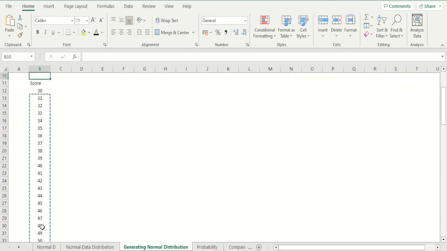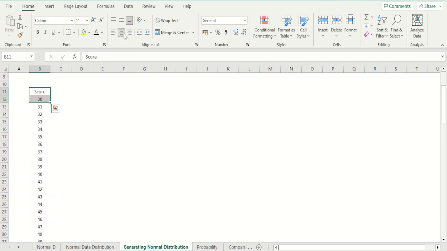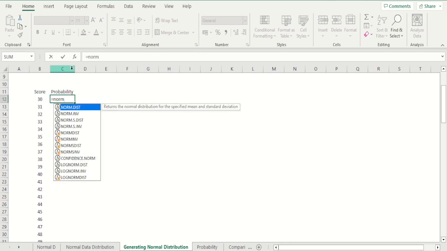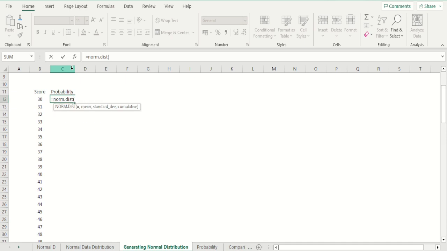So given this data set within Excel, we have a very helpful formula. This helpful formula gives us the probability that we can expect for any given value of that data set, the probability of occurrence of that value within the data set. So within Excel, that is given by the formula NORM.DIST. And as you can see, the description says it returns the normal distribution for a specified mean and standard deviation. So how does this formula work?